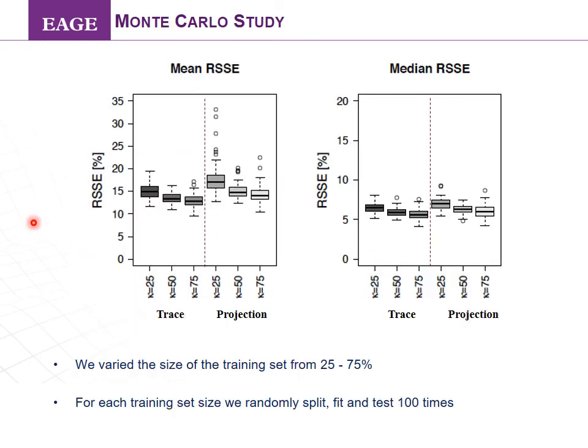You can also do a Monte Carlo study where we vary the sample size and also the percentage of training versus test set. In that Monte Carlo study, we can then look at the variation of the mean SSE for various percentages of training sets. And we notice that consistently the trace methods are outperforming the projection methods, although probably not by a whole lot.